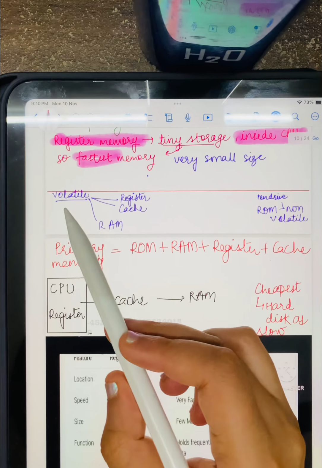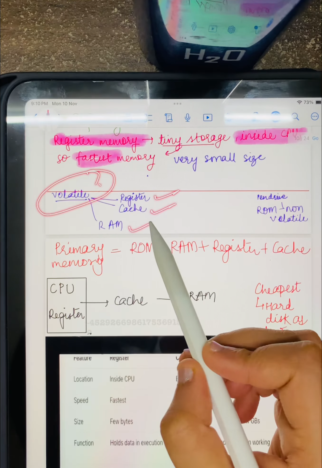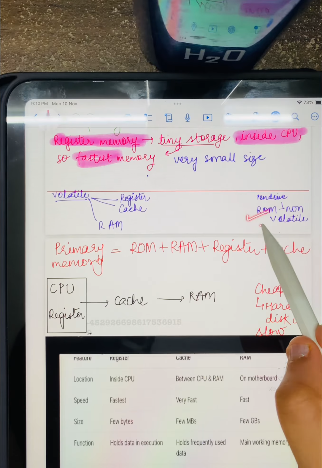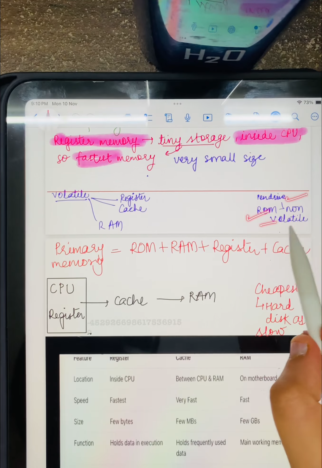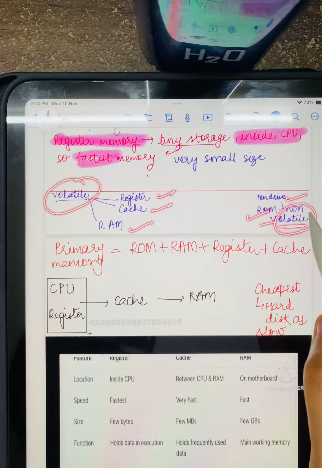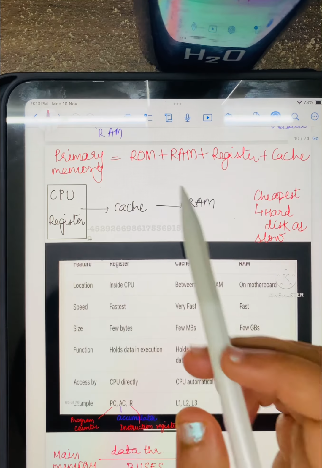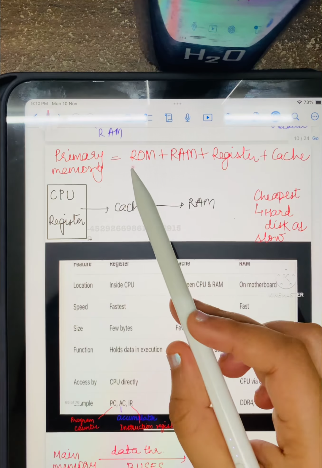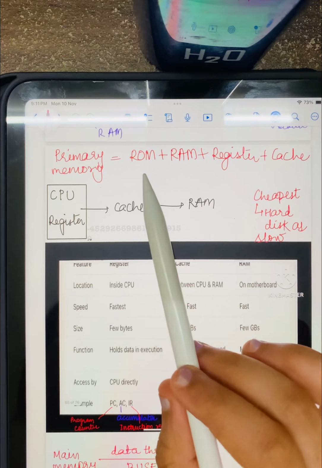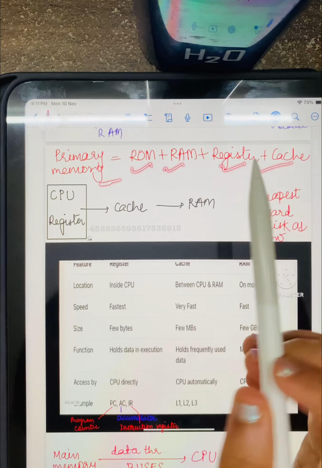Okay. So what is volatile? Which ones are ours? Register, cache, RAM. And non-volatile are ROM, that is read-only memory, and pen drive. Volatile are register, cache, RAM. Non-volatile are pen drive and ROM. So primary memory constitutes ROM, RAM, register, cache. This is written again just to recall.